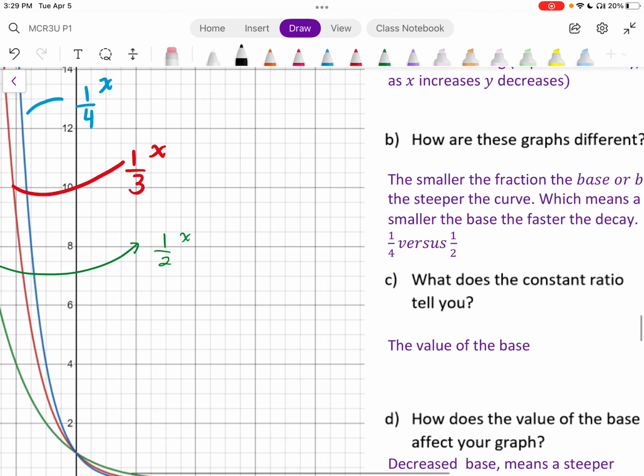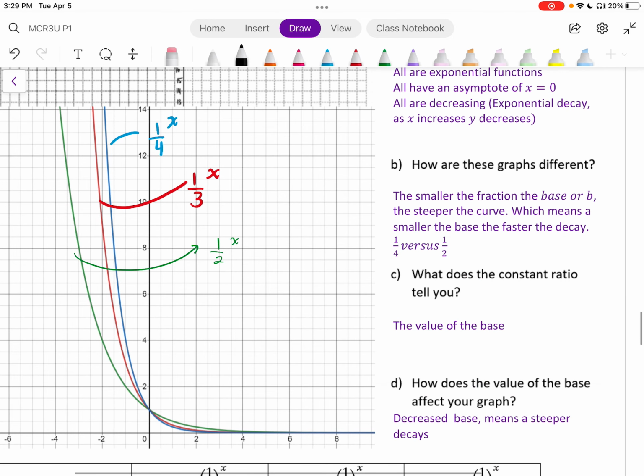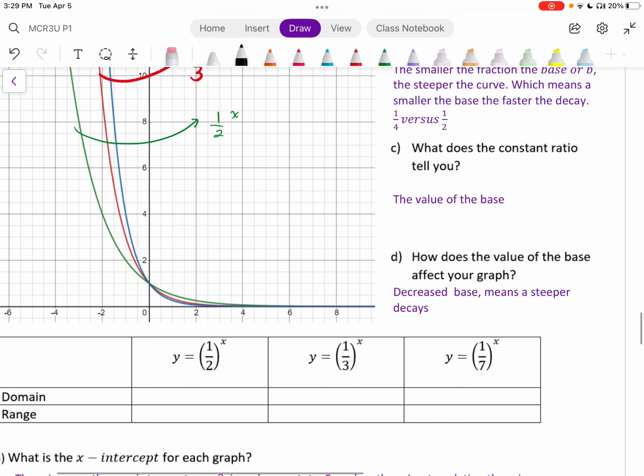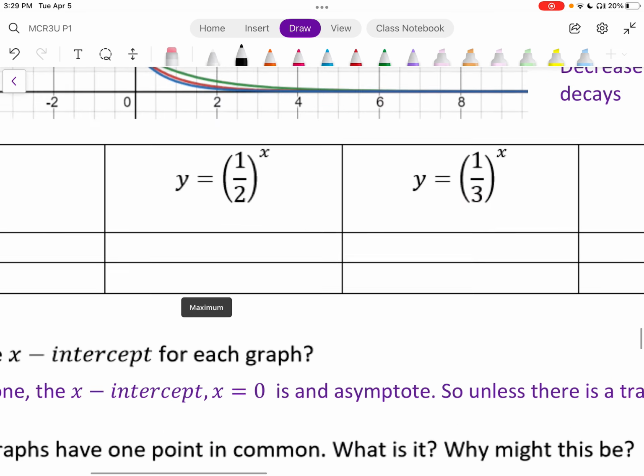Another thing to notice is that the smaller the fraction, so 1 over 4 versus 1 over 2, where 1 over 4 is a smaller fraction, the smaller the fraction or the smaller the decimal, that means the base is smaller, the faster the decrease is. So this is the opposite of normal. When the base was higher, there was a higher growth rate, versus here, if the base is smaller, it's a faster decay. Constant ratio tells us the value of the base. Again, decreased base means steeper decay, right?